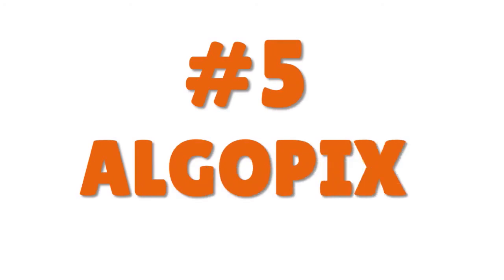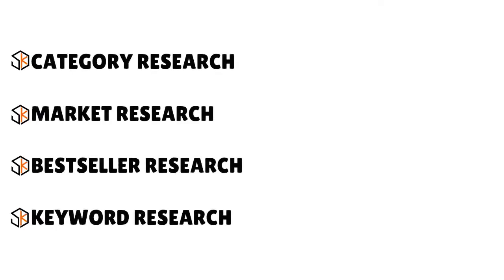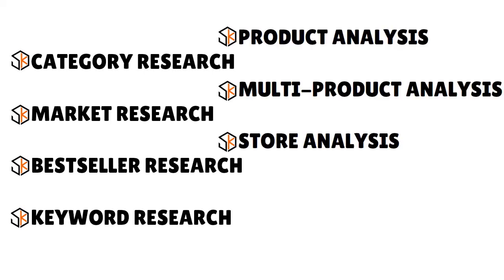Let me talk to you about Algopix. So really, Algopix is a very interesting animal here that we love. We love them. And so Algopix lets eBay sellers conduct fast and easy research on product selling and sourcing. So with Algopix, you can do a lot of things. We love the fact that this tool is very nimble, very flexible. Okay, you can conduct category research, market research, bestseller research, keyword research, product analysis, multi-product analysis, store analysis, and more.